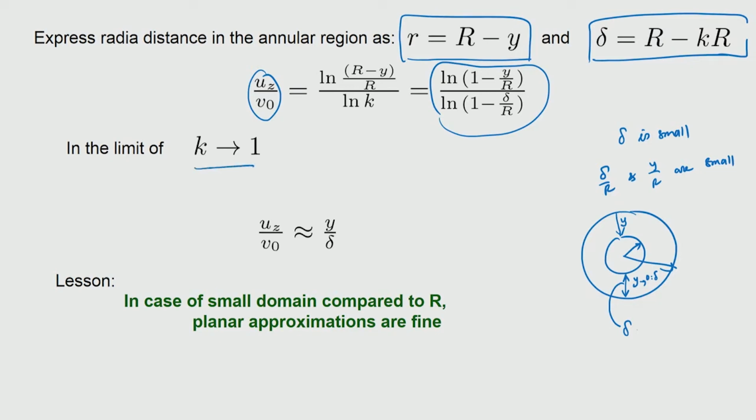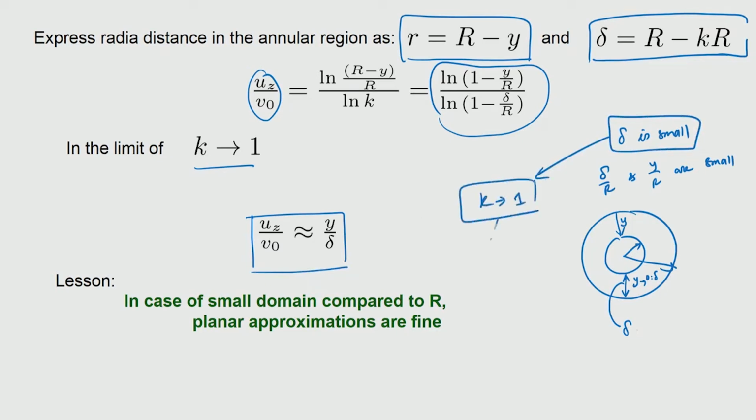Of course, you should not plug in k is equal to 1 because you will have a problem in the denominator, but in the limit you can actually see that it comes to be basically a ratio of y and delta. So what it implies is that when delta is very small, which is the same as saying that k tends towards 1, which is the same as the gap being very small compared to the diameter, the velocity profile can be given by a linear relationship.